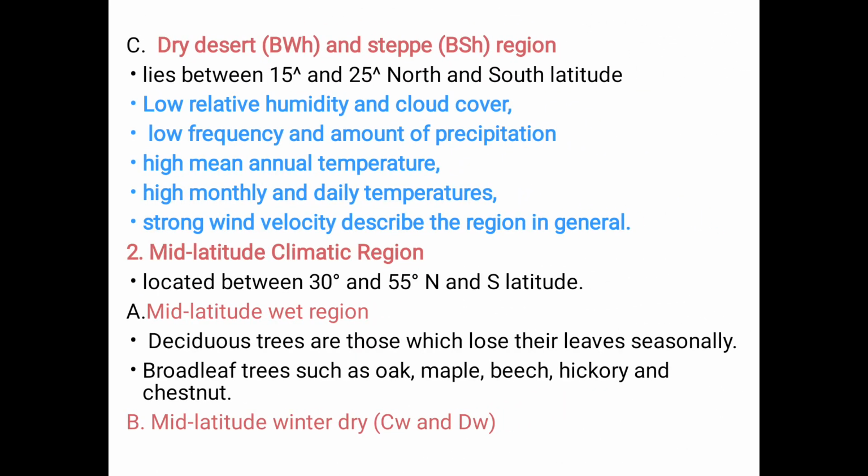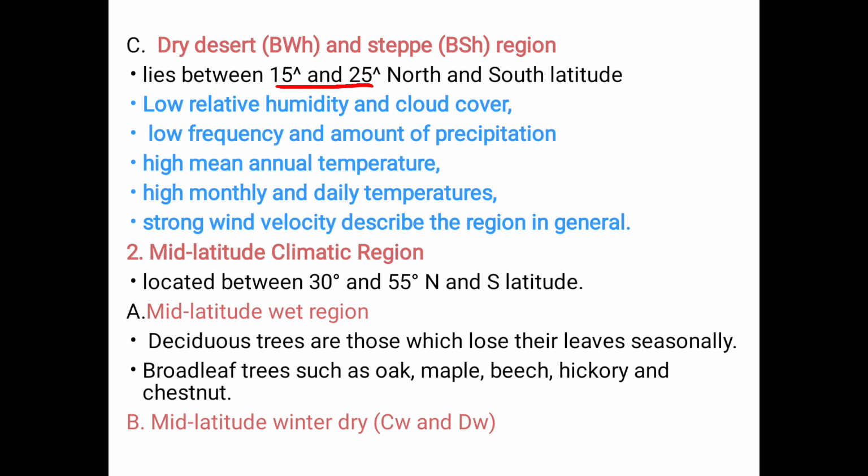Another, dry desert and steppe regions. This is geographically found and located between 50 up to 25 north and south in both hemispheres. This is known for features of low relative humidity and cloud cover, low frequency and amount of precipitation, high mean annual temperature, high monthly and daily temperatures, and also strong wind velocity, which describes the region.